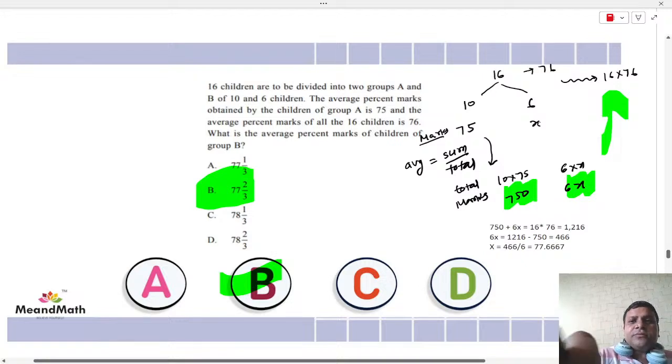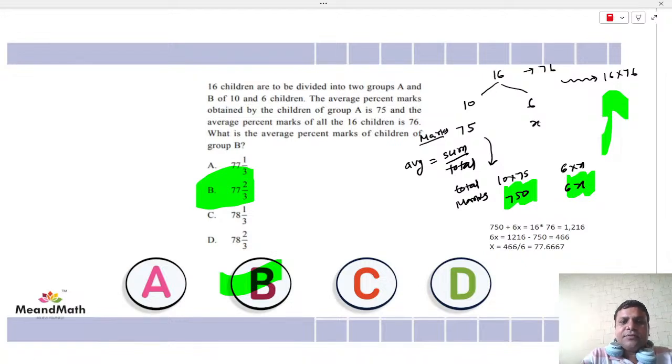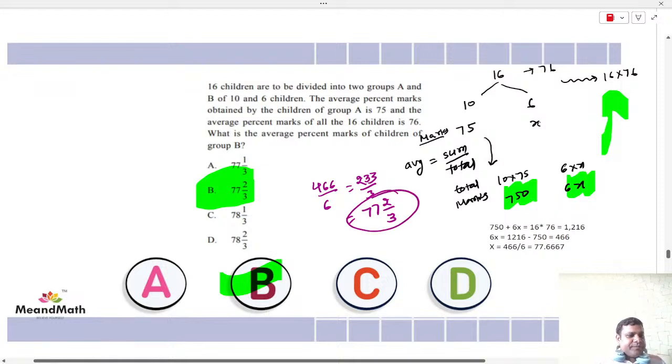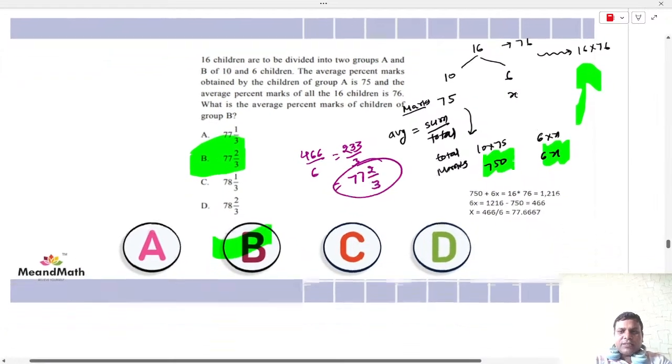If you don't want to convert to decimal, you can do 466 upon 6, 233 upon 3, and this is 77 2 upon 3. You can do it like this. It's your choice. Okay, now the next question.